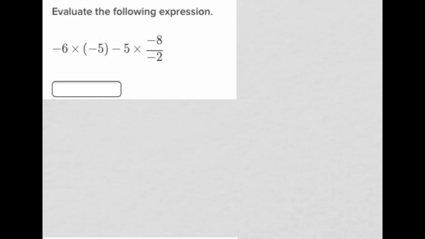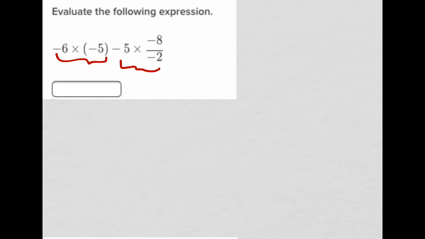You just got to make sure you're following PEMDAS. Parentheses first. There's nothing really to do inside these parentheses. So, okay, what's next? Exponents. We don't have any exponents. Multiplication and division. I have multiplication here, I have multiplication here, but I also have division there. And I can do these all at once. I'm just going to do it from the left to right.